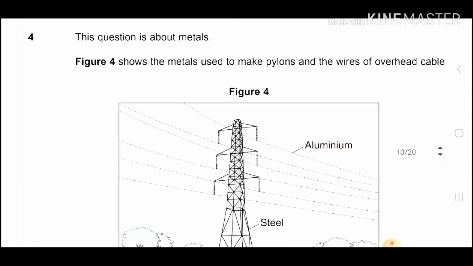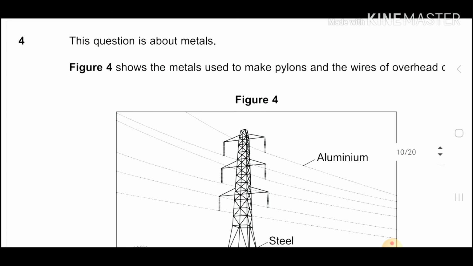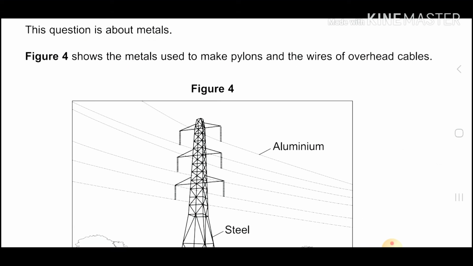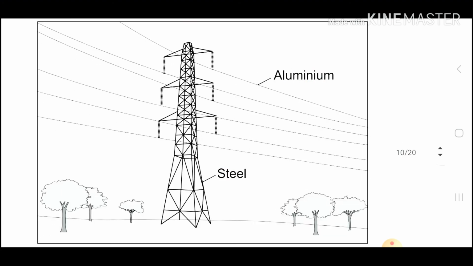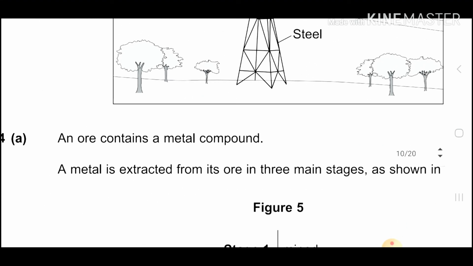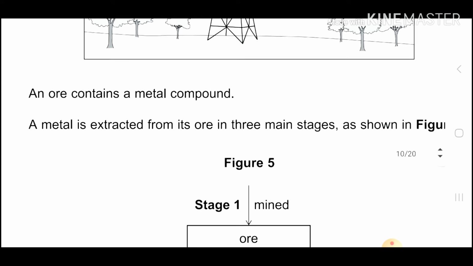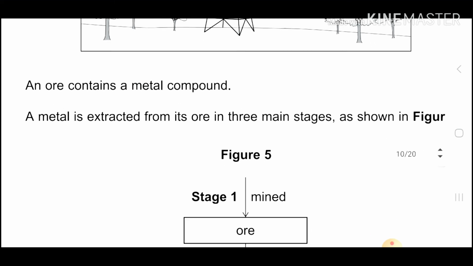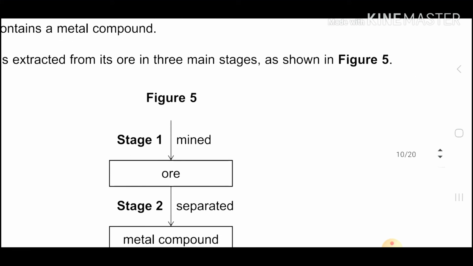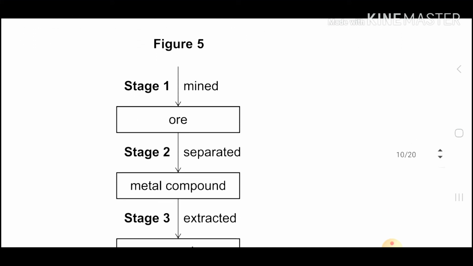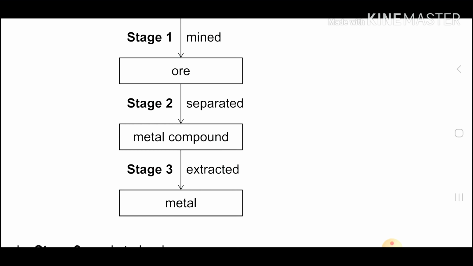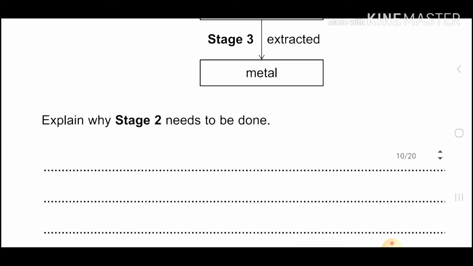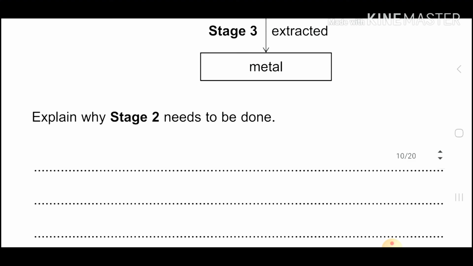This is question 4. These questions are about metals. Figure 4 shows the metals used to make pylons and the wires of overhead cables, aluminium and steel. An ore contains a metal compound. A metal is extracted from its ore in 3 main stages as shown in figure 5. Figure 5: stage 1 mined ore, stage 2 separated metal compound, and stage 3 extracted metal. Explain why stage 2 needs to be done.